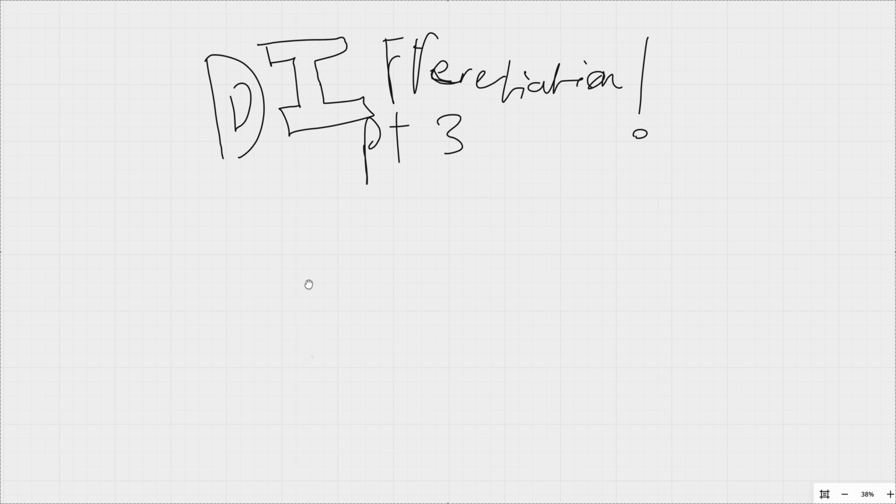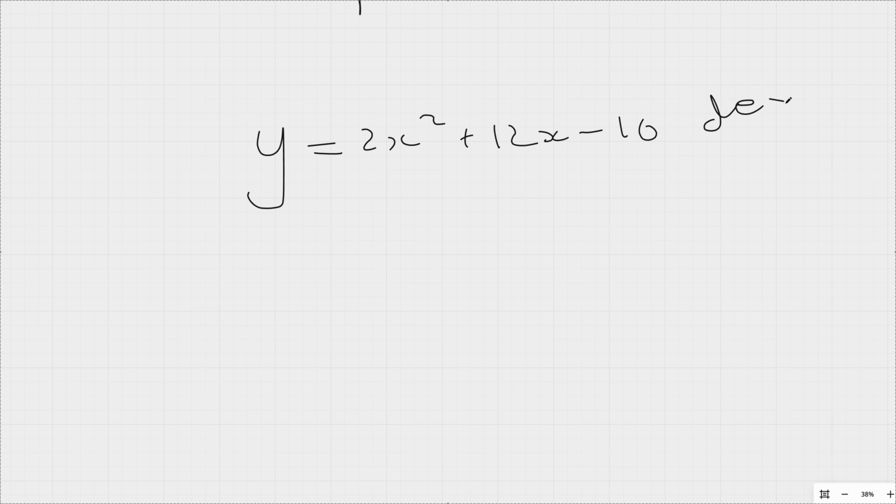So let's do an example. Imagine you have: for what values of x is y equals 2x squared plus 12x minus 10 a decreasing function? So it gives it to you in the question that it's going to be decreasing. And how do you know if it's going to be decreasing? When the gradient is less than 0.